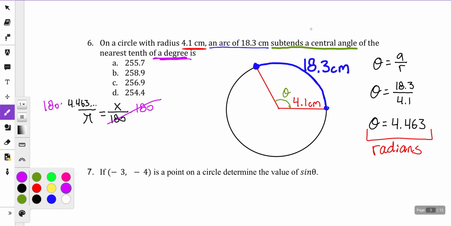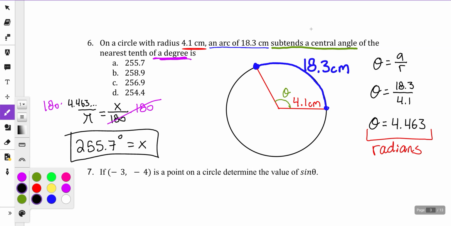I throw that in my calculator. And hopefully somebody got it. Which answer is it? A, B, C, D? A, I'm pretty sure. It's B? A. A? Do we get 255.7? You use all the decimals?